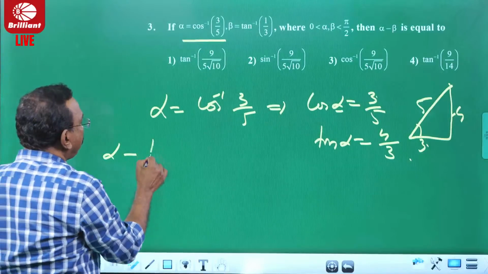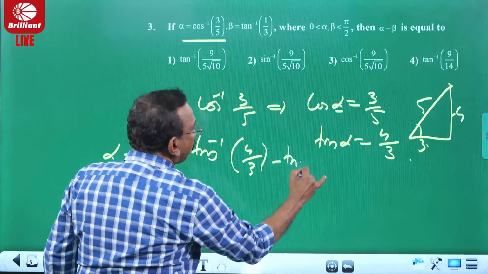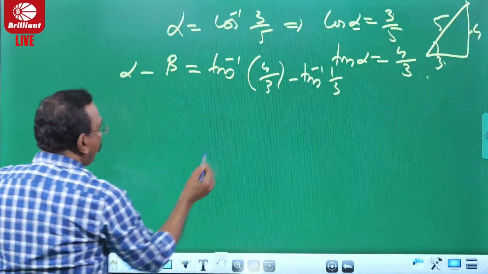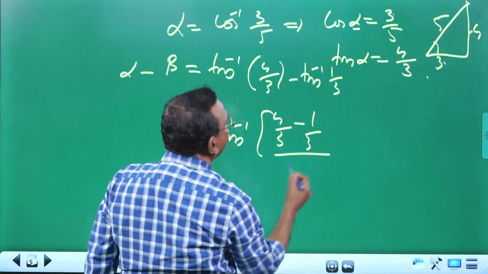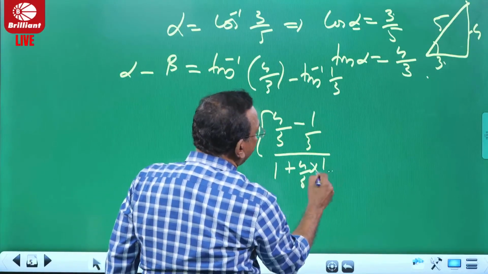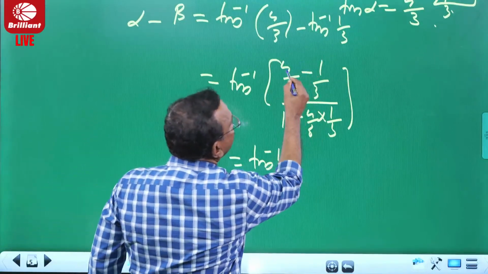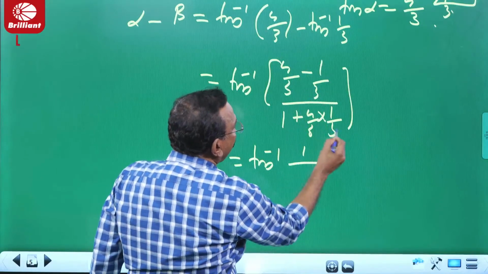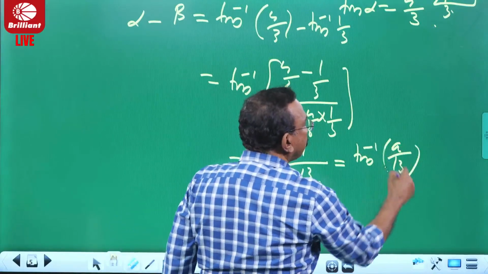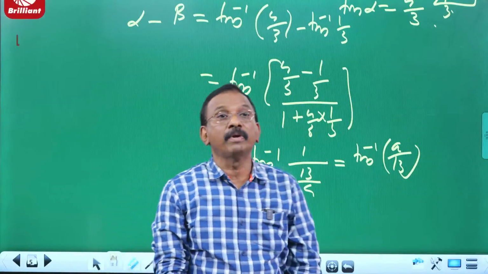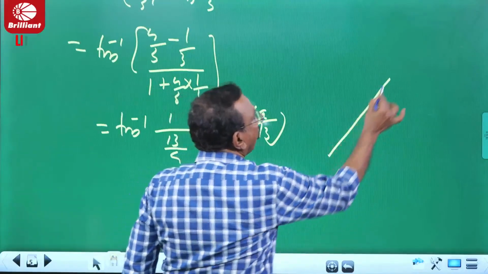Therefore, alpha minus beta is equal to tan inverse of 4 by 3 minus tan inverse of 1 by 3. So that will become tan inverse of (4 by 3 minus 1 by 3) divided by (1 plus 4 by 3 into 1 by 3). We can reduce it to tan inverse of 1 divided by 13 by 9. It is tan inverse of 9 divided by 13. This is what we got for tan, but there is no such option given there. So you can convert the problem in terms of a triangle and convert to the sides.